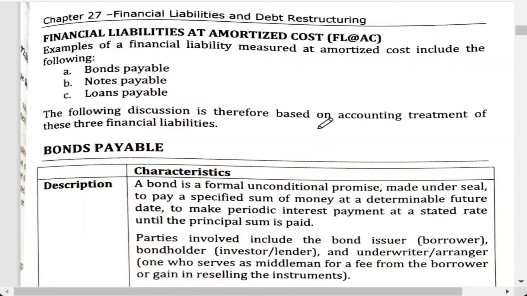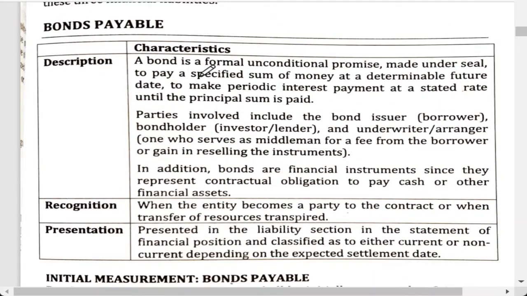So what are the financial liabilities that will be measured at amortized cost? There are three. We have the bonds payable, the notes payable, and the loans payable. How do we differ the three types of payable? First is the bonds payable. A bonds payable is a liability that arises because of the bond transaction.